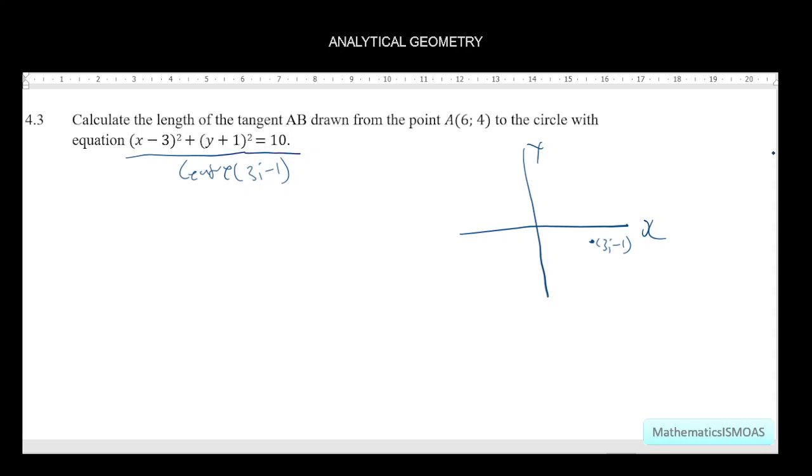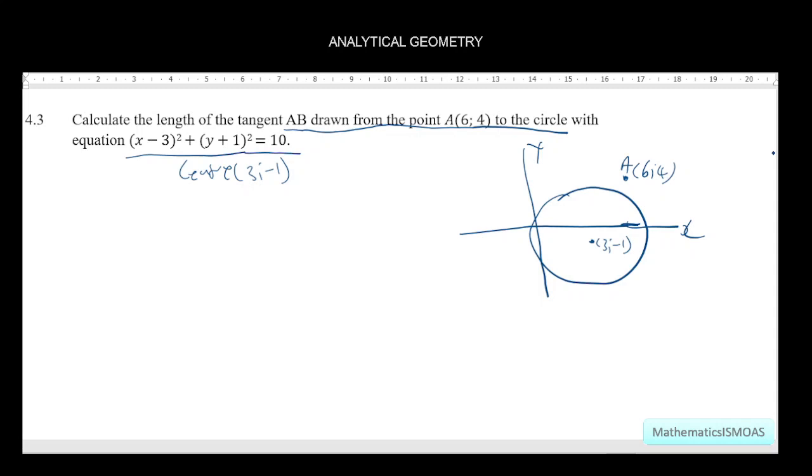The question says a tangent AB drawn from the point to the circle. Therefore, this point is a point outside the circle with the coordinates (6; 4). So let's have that point maybe somewhere here, (6; 4). The point A with the coordinates (6; 4). So now this will just be the rough sketch of our circle, and this is a point here.